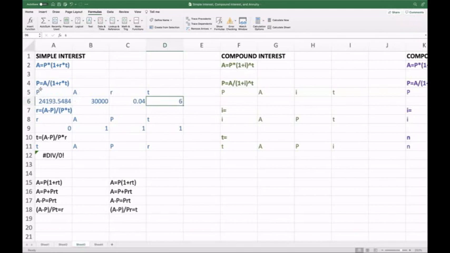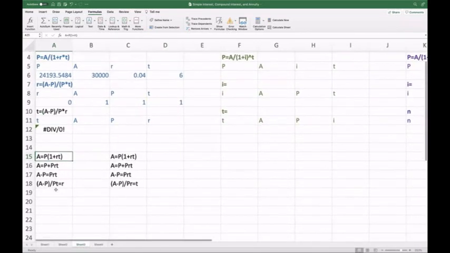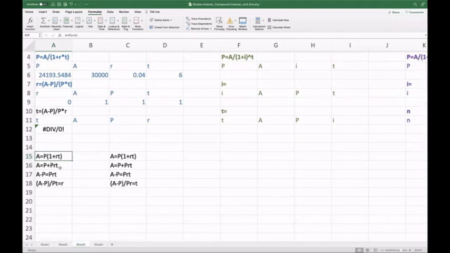Because sometimes the problem will ask for P. What if the problem will ask for R? So you have to solve for R. So here's the algebra part. Okay, so distribute P plus PRT and then transpose: A minus P is equal to PRT. Then divide both sides by PT. So R is equal to this. And then this one you put here. And then you notice why this is undefined.